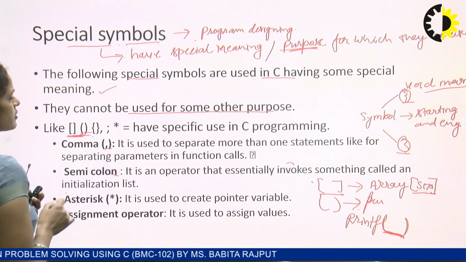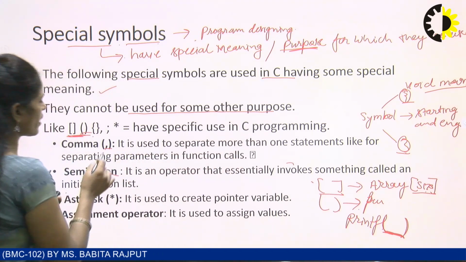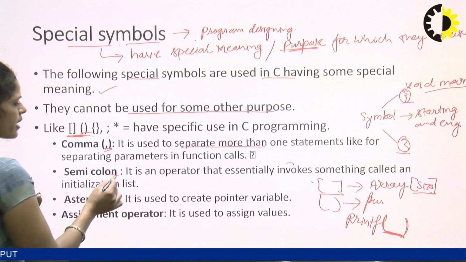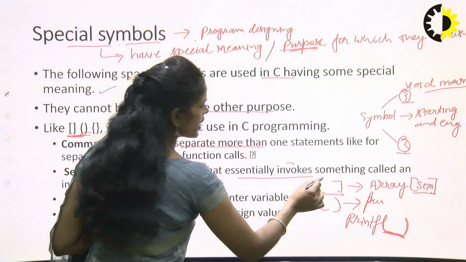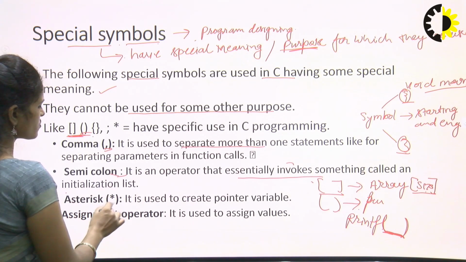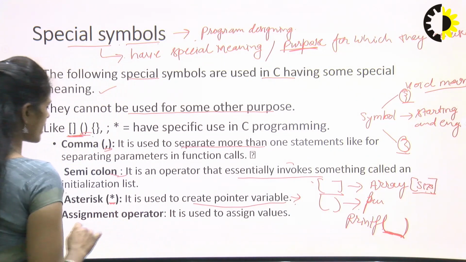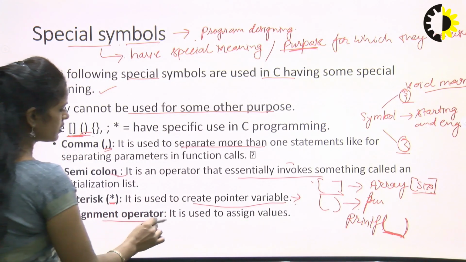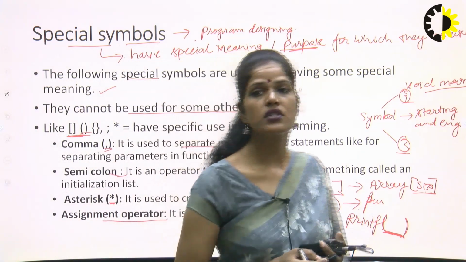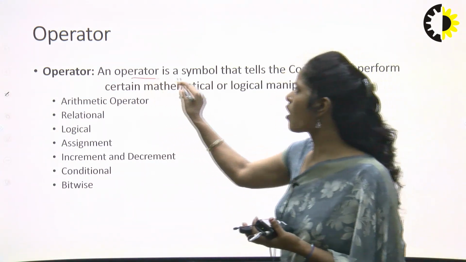Here are some other symbols that we will use in C code, like a comma to separate more than one statement, and a colon to specify the essential invokes in the functions. The asterisk symbol shows a pointer variable and always represents the address of a particular variable. So this is the concept of special symbols. Next we will talk about operators. So what is an operator?